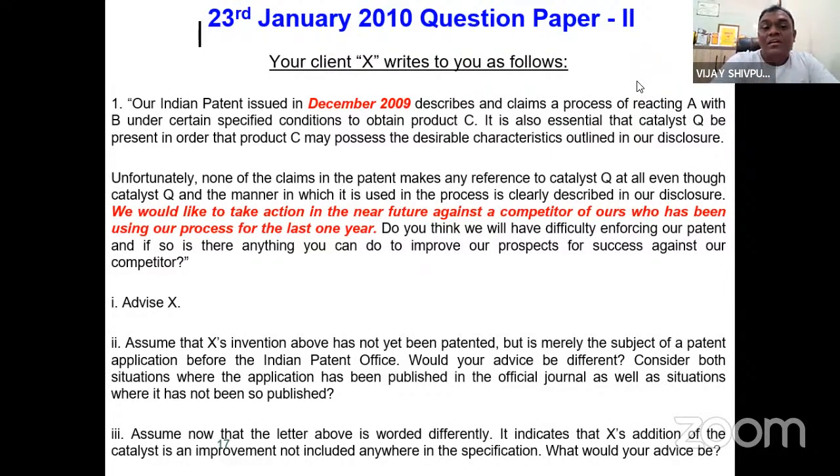Now, unfortunately none of the claims in the patent make any reference to catalyst Q at all, even though catalyst Q and the manner in which it is used is described in the disclosure. Catalyst Q is essential. Catalyst Q is disclosed. Catalyst Q is not claimed.